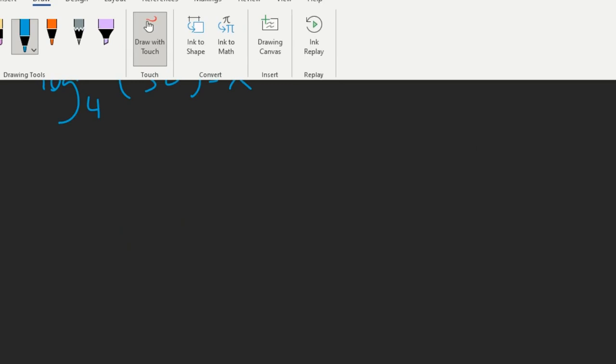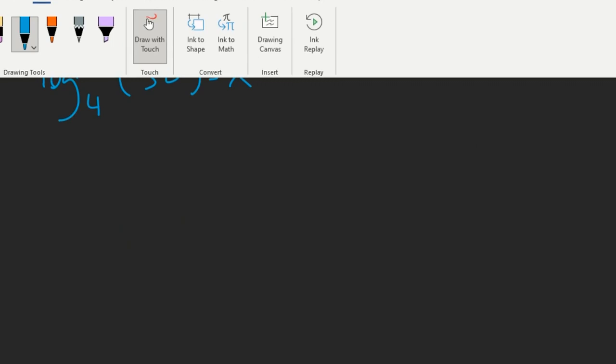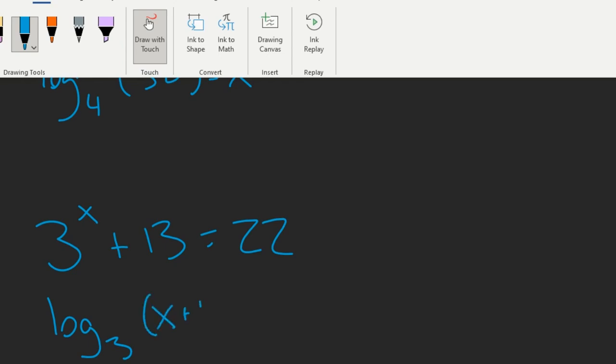All right, at this point, I'm going to give you just a couple of practice problems to send you on your way before we start lesson 2. So there is 3 to the power of x plus 13 equals 22. And we can take log base 3, x plus 5 plus 6 equals 10.